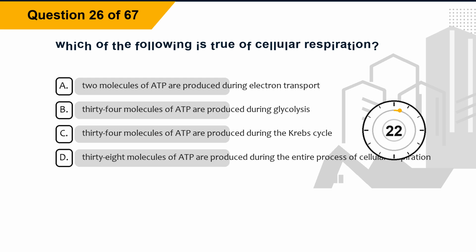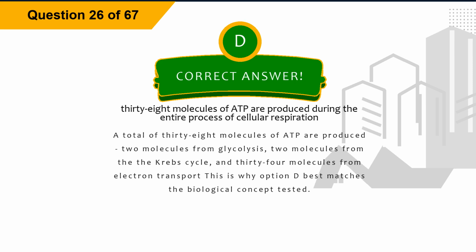Question 26. Which of the following is true of cellular respiration? Option A, 2 molecules of ADP are produced during electron transport. Option B, 34 molecules of ADP are produced during glycolysis. Option C, 34 molecules of ADP are produced during the Krebs cycle. Option D, 38 molecules of ATP are produced during the entire process of cellular respiration. The correct answer is option D, 38 molecules of ATP are produced during the entire process of cellular respiration.